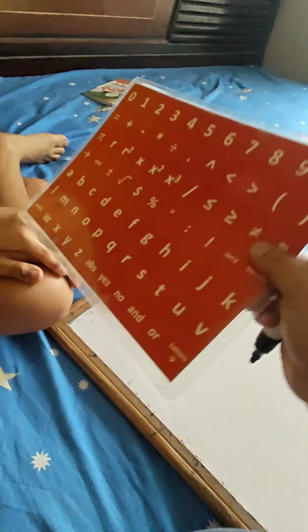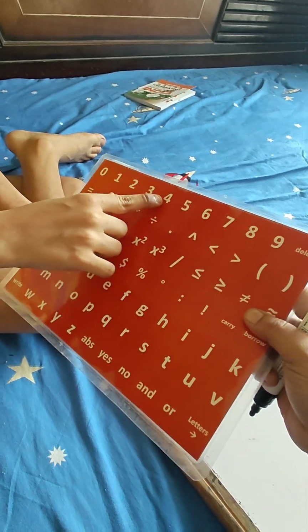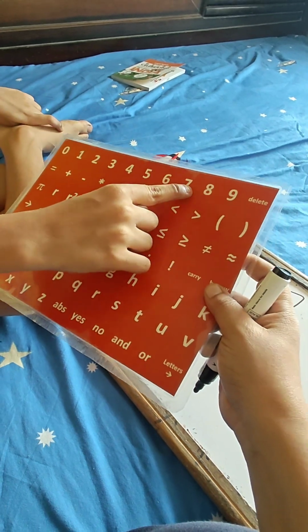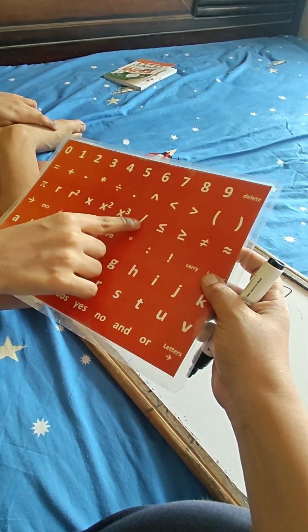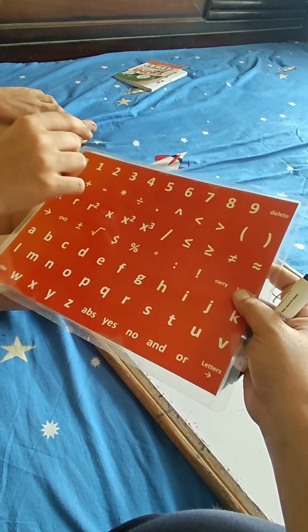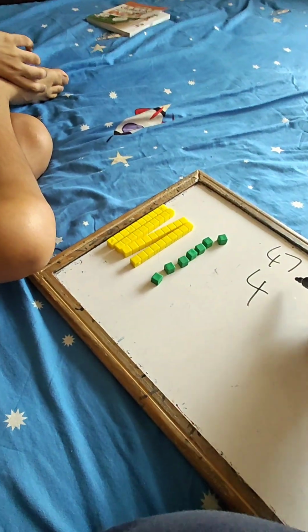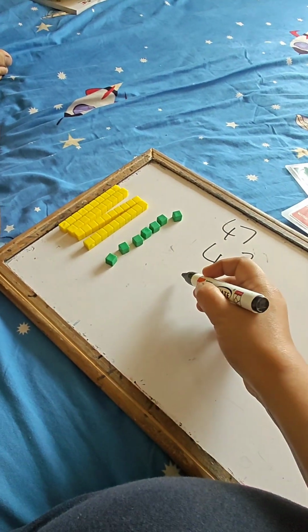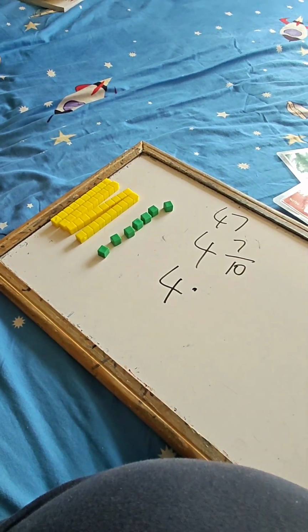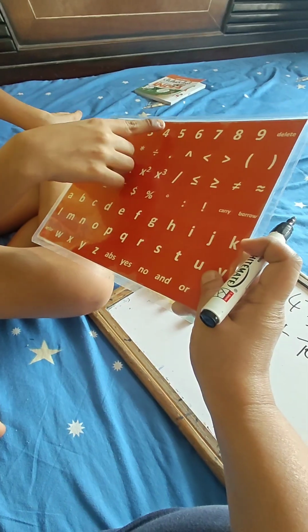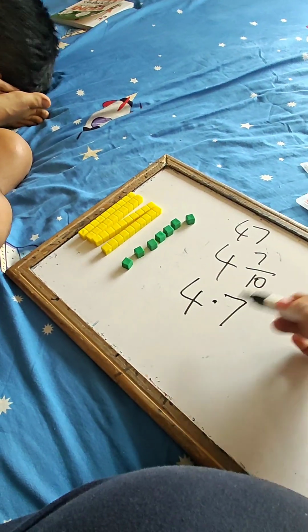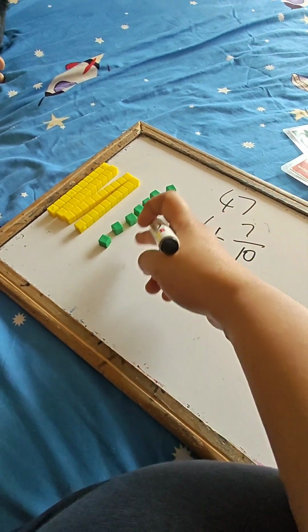In fractions, it will be 4 full units and 7 by 10. Okay, 4 full units, 7 by 10 of the fifth unit. So, if I have to write it in decimals, it will be 4 full units dot 7. Okay, 4.7. So, these are 3 ways of representing this number.